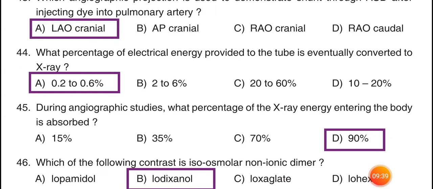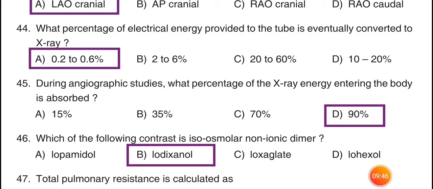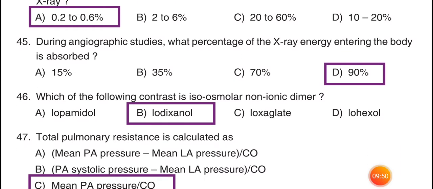44. What percentage of electrical energy provided to the tube is eventually converted to X-ray? Option A, 0.2 to 0.6%. 45. During angiographic studies, what percentage of the X-ray energy entering the body is absorbed? Option D, 90%.